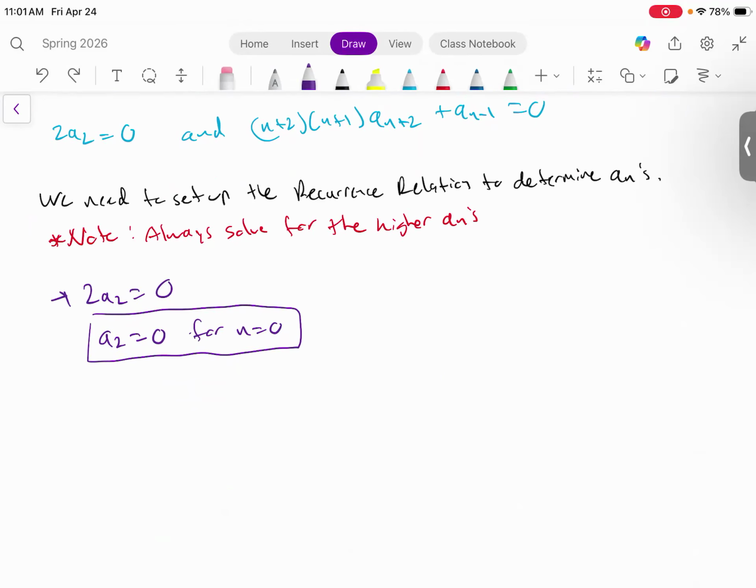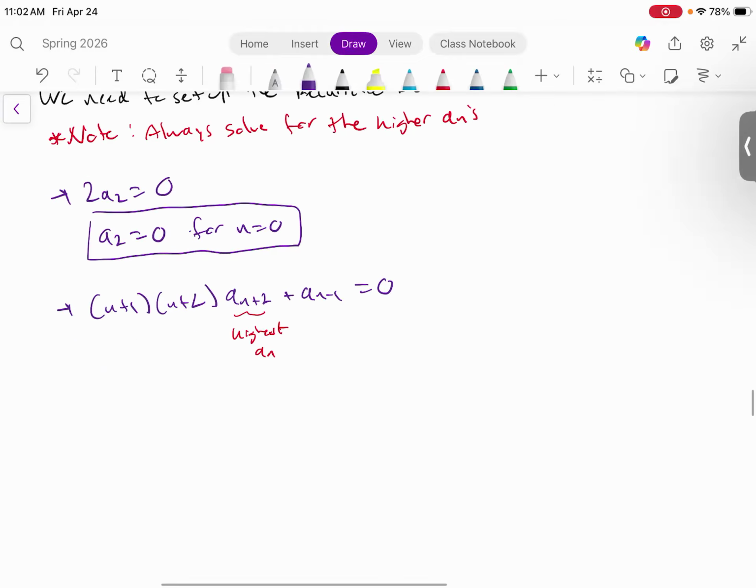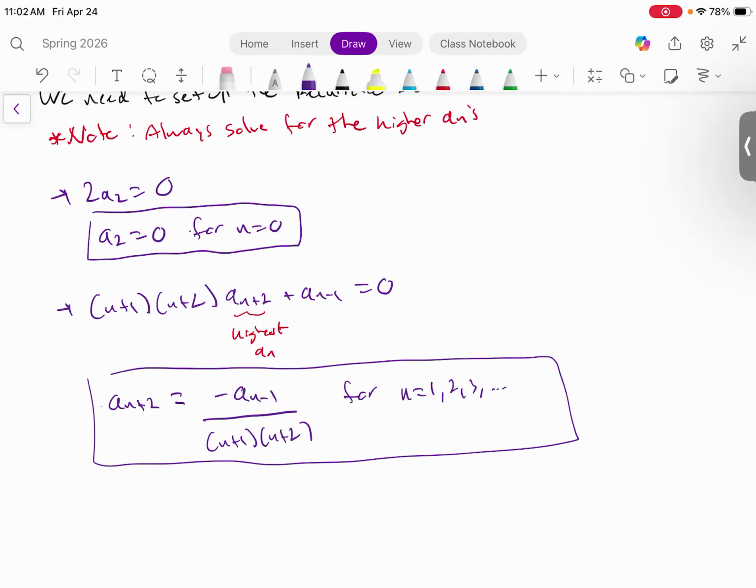Okay, so now what we want to do is set up the recurrence relation. We have that n plus 1 times n plus 2 times a sub n plus 2, plus a sub n minus 1, equals 0. This is the highest a sub n, so we want to solve for it. Fast forwarding the algebra, our recurrence relation is a sub n plus 2 equals negative a sub n minus 1 all over n plus 1 times n plus 2. And this was for n equals 1, 2, 3, etc., because a sub 2 is for when n equals 0.